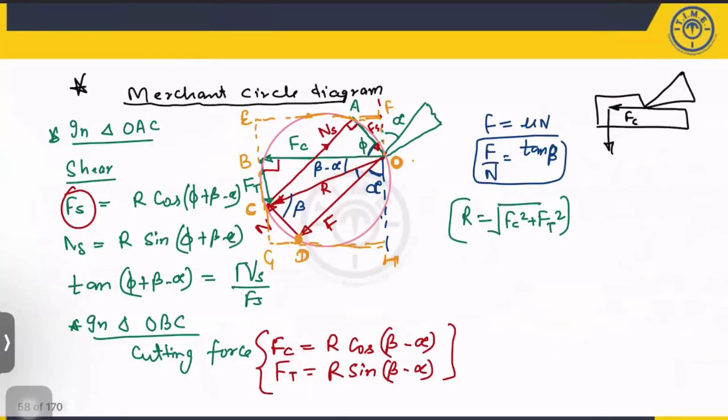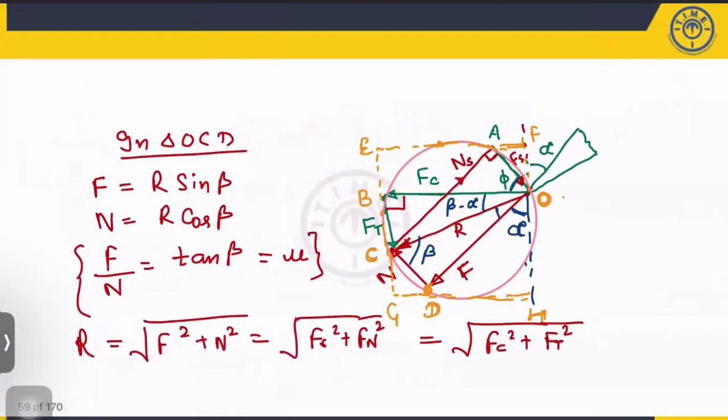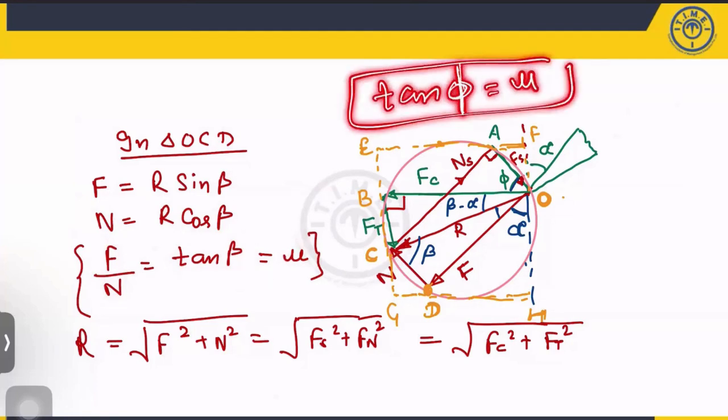Or similarly, you can calculate the friction and normal reaction. This is R. If you take the cos component, then you will get R of cos of beta, that is N. R of sine of beta is nothing but F. So friction divided by normal reaction, you know that friction angle, tan beta, is equal to the coefficient of friction. Because you know that in engineering mechanics also, tan phi is equal to mu. If the shear angle is given or the friction angle is given, you can easily calculate the coefficient of friction.